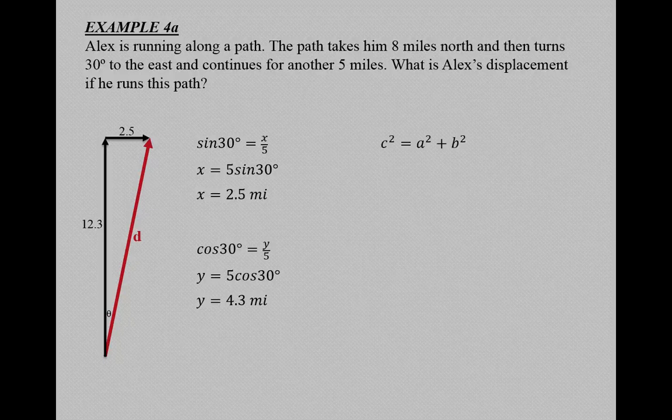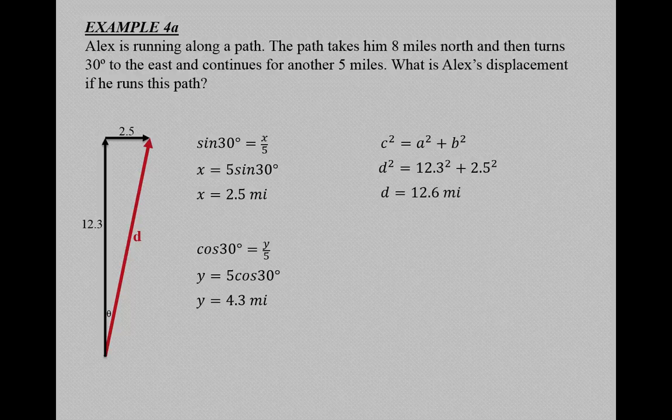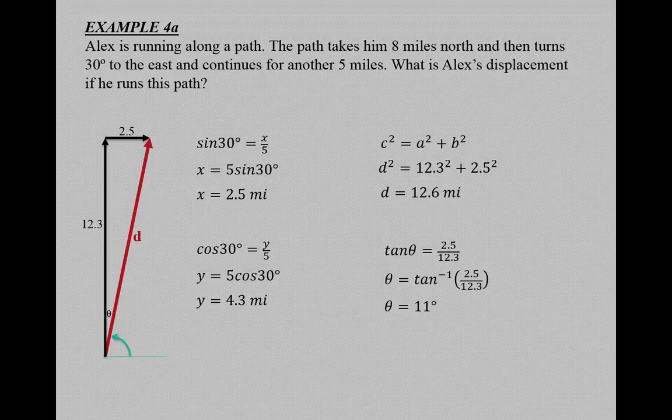So I can use Pythagorean's theorem to solve for the displacement. Plugging in our 2 side lengths and solving for d, we get 12.6 miles. And I can use tangent to solve for the angle. Tangent is opposite over adjacent, or 2.5 over 12.3. Therefore, theta is equal to 11 degrees. Now that's 11 degrees to the east of being directly north, or using the counterclockwise convention, that's 90 minus 11 from east. So our final answer is 12.6 miles, 79 degrees.